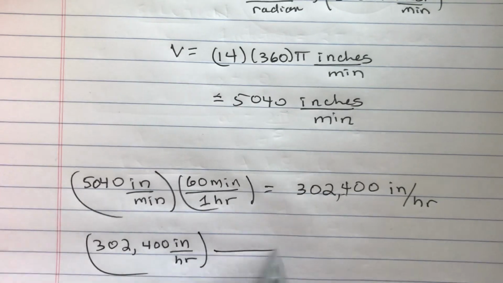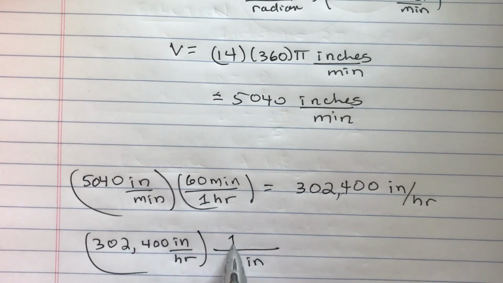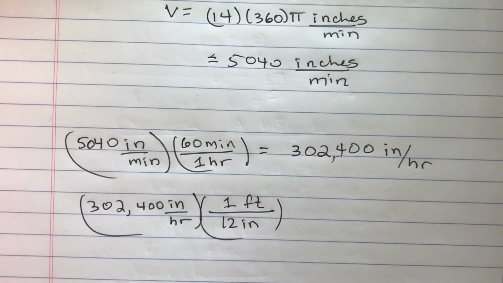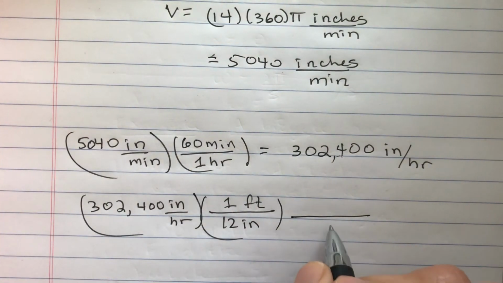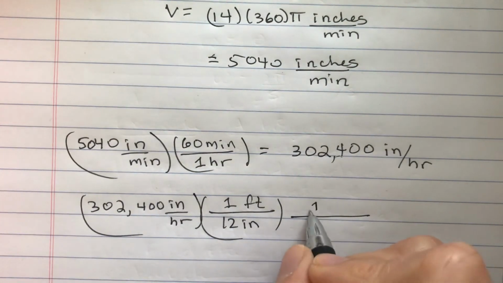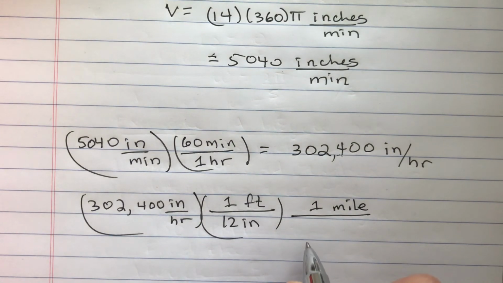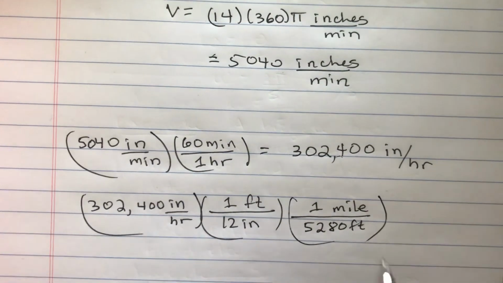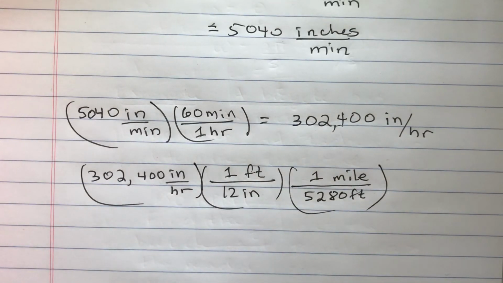Now, if I take that and multiply by 12 inches per 1 foot, then inches and inches will cancel out. But then I have to remember how many feet there are in 1 mile. And that's 5,280. And this really illustrates why people like to use the metric system. Because if we were using the metric system, I think these unit conversions would be easier for sure.